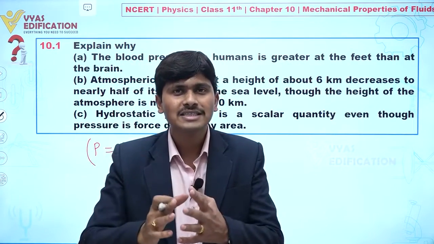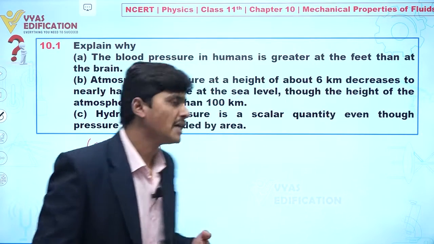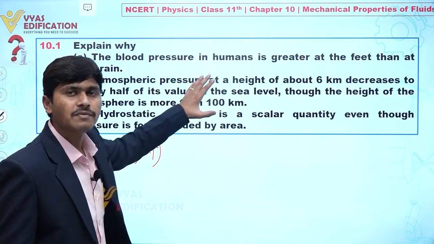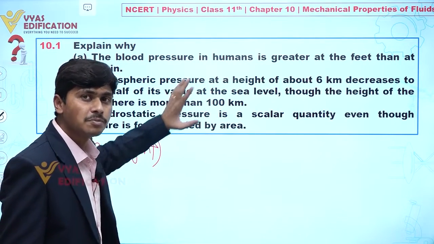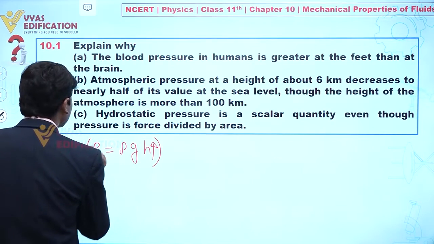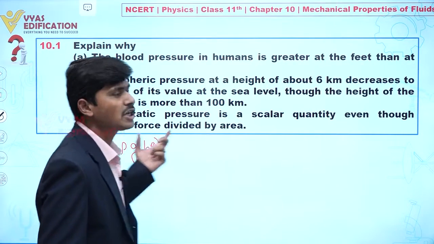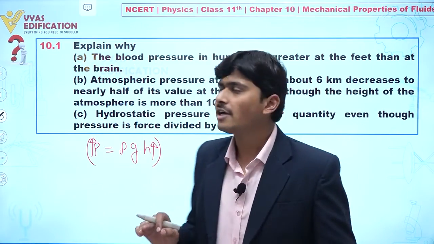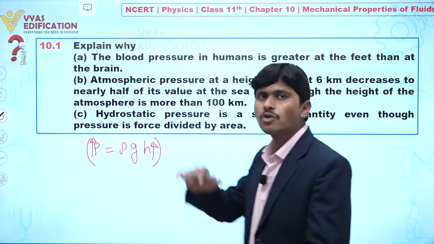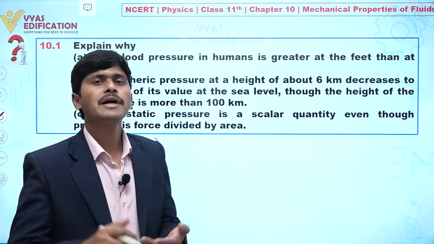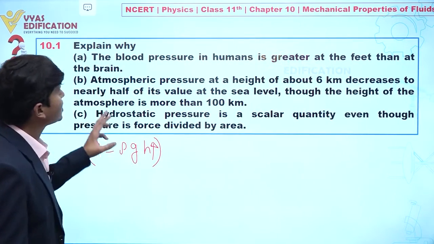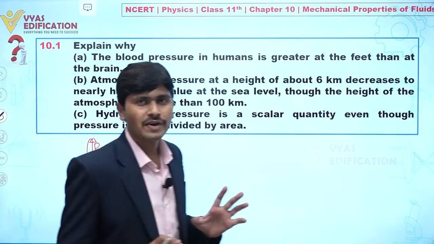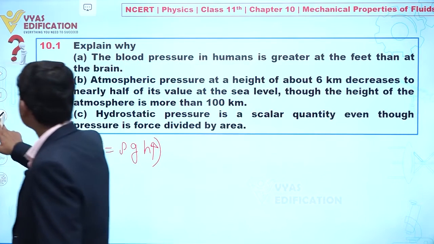So now we can say, because the value of h is more at the feet, pressure is more at the feet compared to the brain. So in short, because the height of the blood column is more at the feet compared to the brain, that's why pressure in humans is greater at the feet compared to the brain. Clear to everyone?